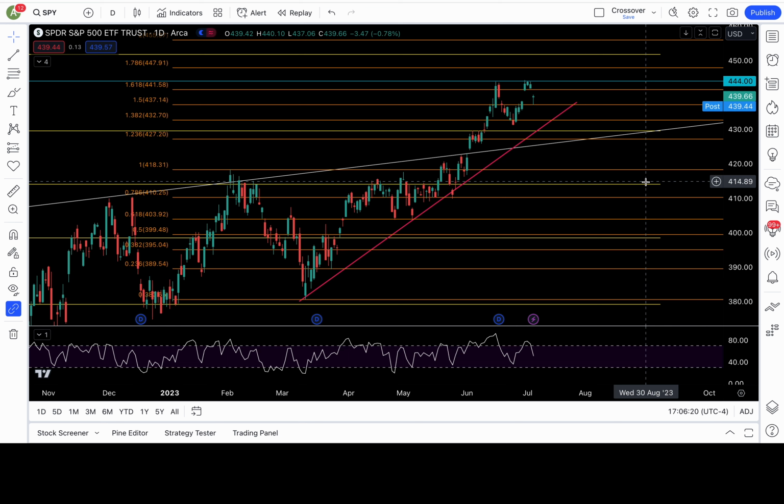We got a nice pullback today. RSI is finally not in overbought territories.